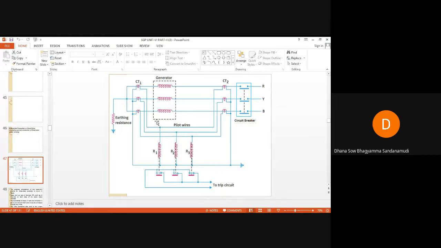These wires which are connecting the relay coils to the transformer secondaries, these are the relay coils. Transformer means what here? It is the current transformer. It is not a two-winding transformer, it is the current transformer. These wires are known as pilot wires.